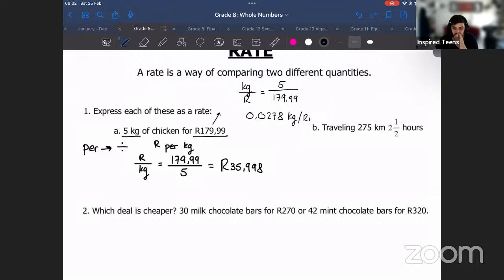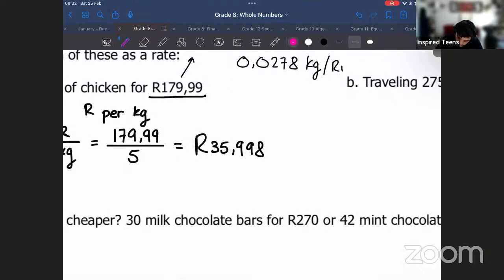Why? Because we work with cents, which go up to 99 cents, and then 100 cents make 1 rand. So we want to round off at 2 decimal places. We have to look at the third number. It's bigger than 5, so it's going to round up. The 9 changes to a 0, the next number also changes to 0, and it rounds the next number off, because 9s always pass over to the next number. So this does round off to 36 rand.